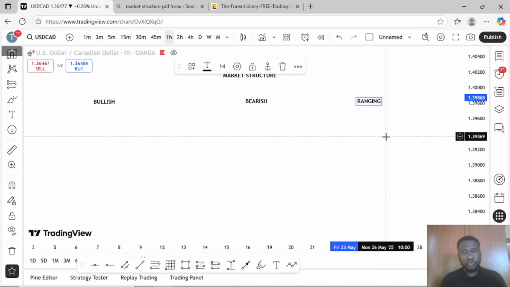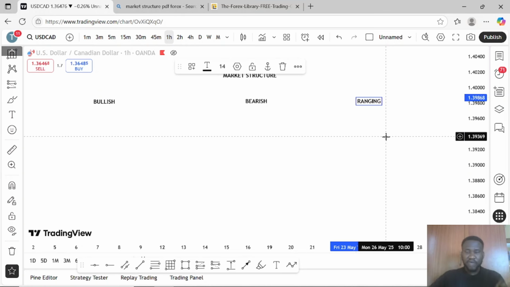Because when you are doing your top-down analysis, you need to understand where the market is actually heading to, the structure at which the market is forming. That will make the other confluences that you have to be more structured.